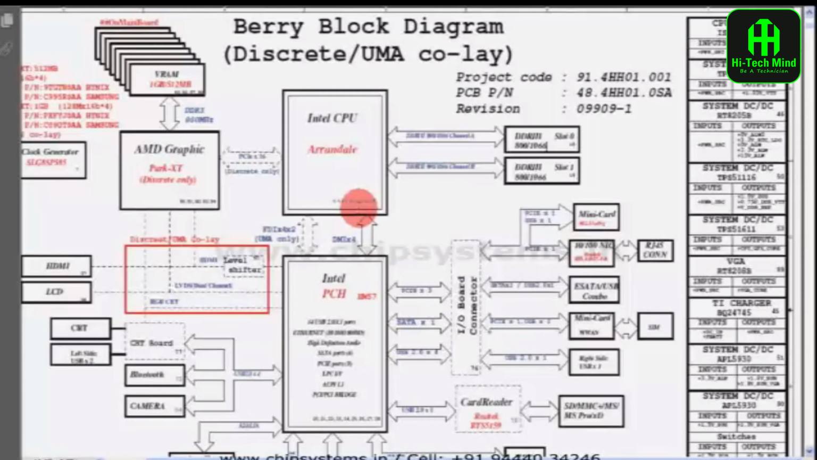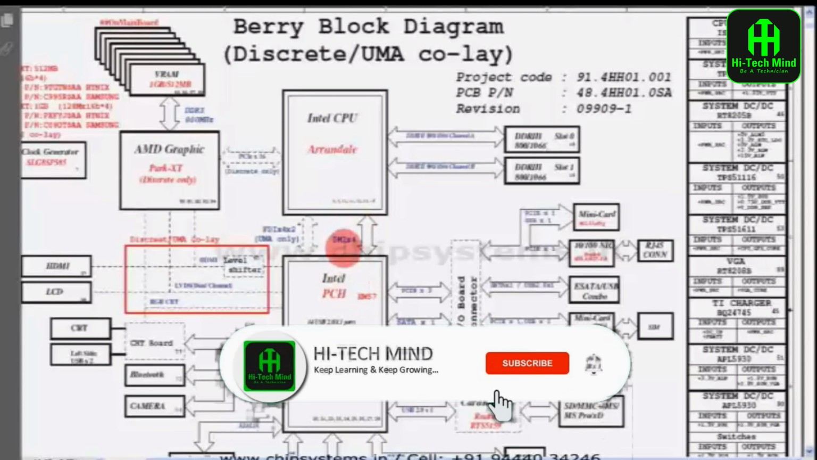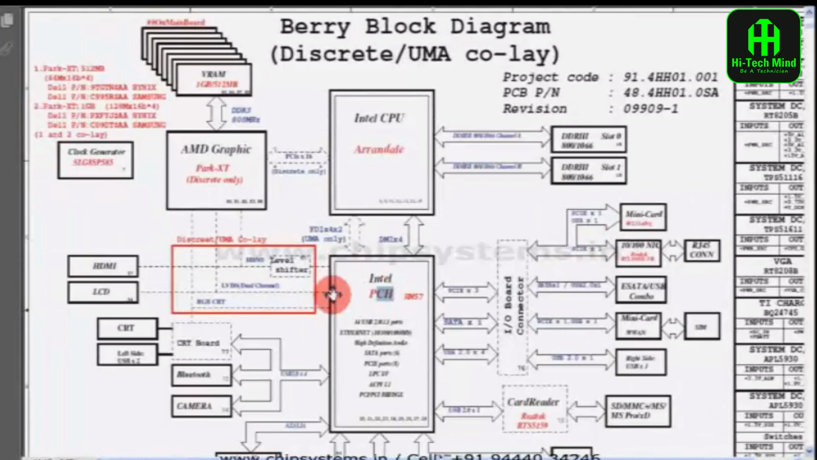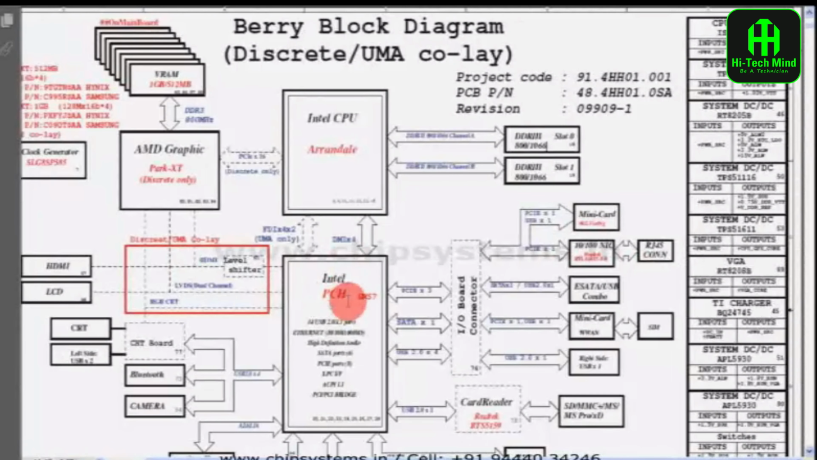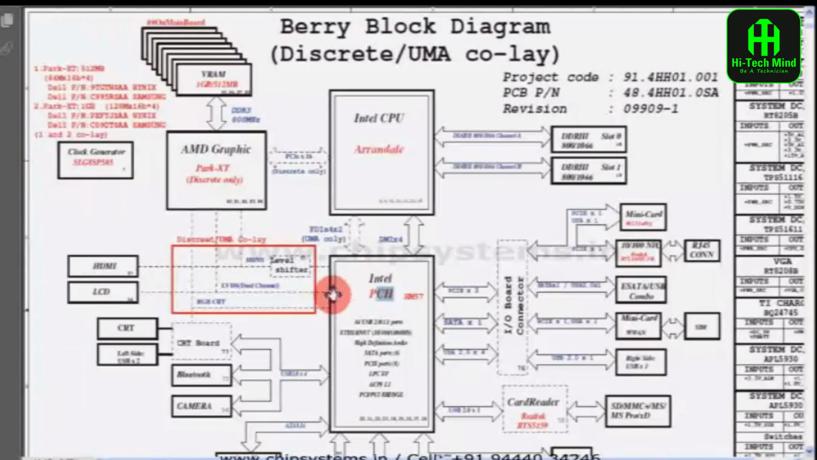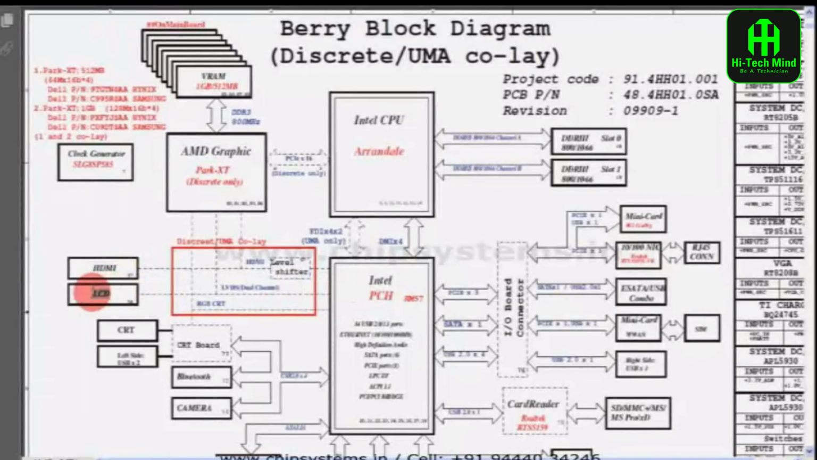Graphical output is taken from the South Bridge. Before here, we are not using North Bridge. Instead of North Bridge, we are taking graphical output in the South Bridge. So only here the South Bridge of PCH is connected by LCD and CRT. But the HDMI is inbuilt by the video output of AMD. It was controlled by the processor.